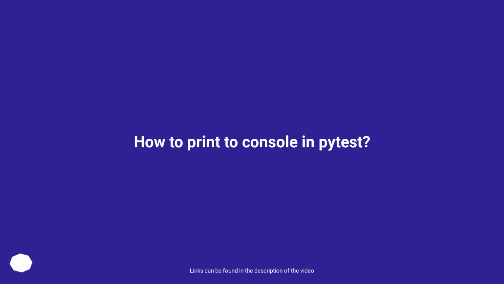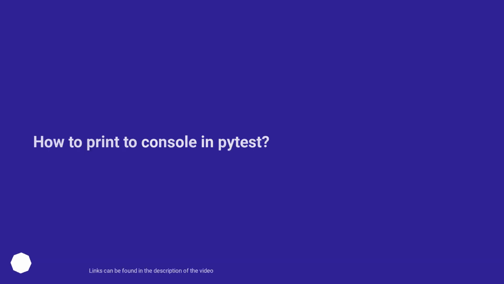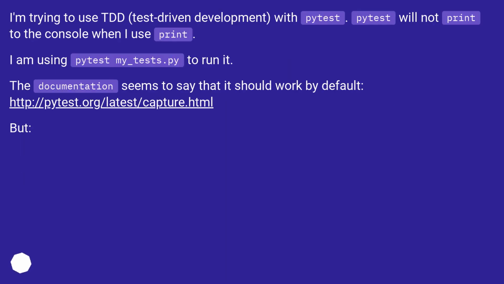How to print to console in pytest. I'm trying to use TDD, test-driven development, with pytest. Pytest will not print to the console when I use print. I am using pytest my_tests.py to run it. The documentation seems to say that it should work by default, this URL.